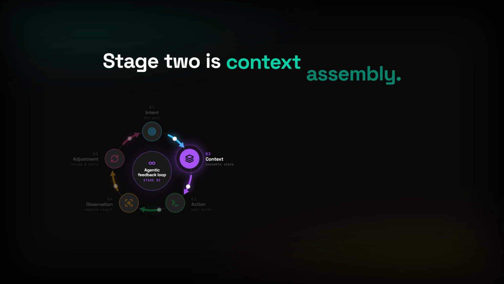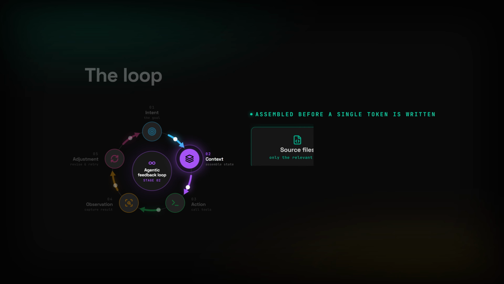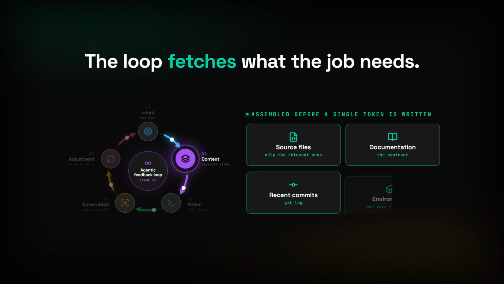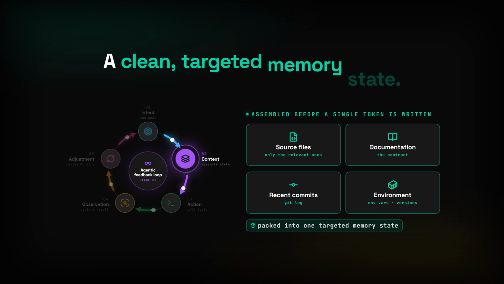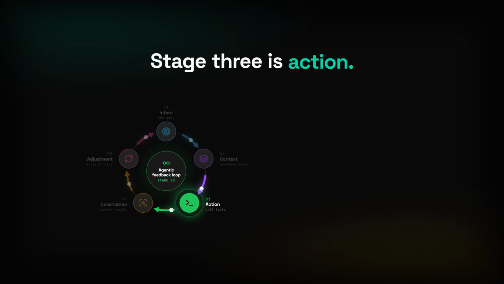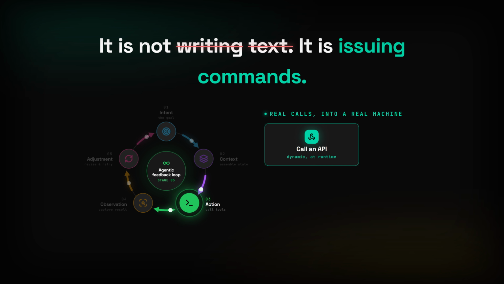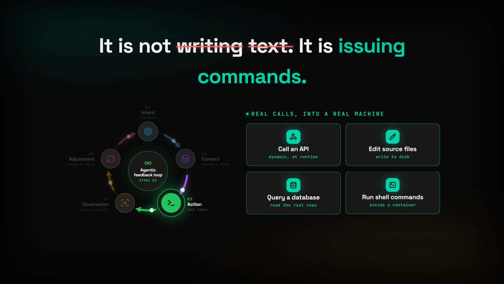Stage 2 is context assembling. Before the model writes a single word, the loop environment fetches necessary assets: relevant source code files, documentation, recent Git commits, and system environment variables. It packages this into a clean, targeted memory state. Stage 3 is action execution. Here, the AI isn't just generating text, it is issuing commands. It calls dynamic APIs, edits source files, queries databases, or executes shell commands inside an isolated container.